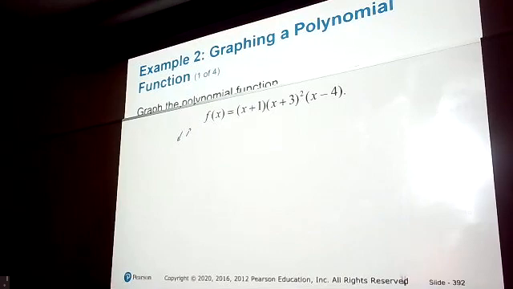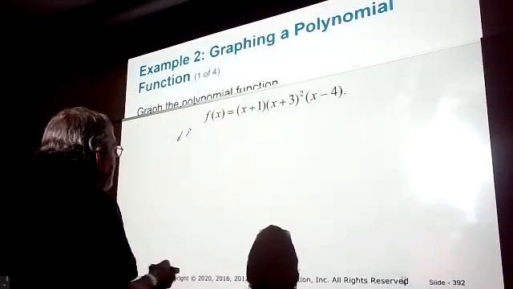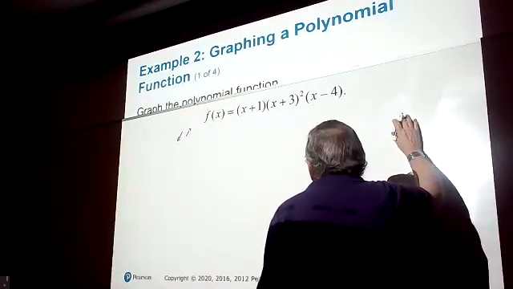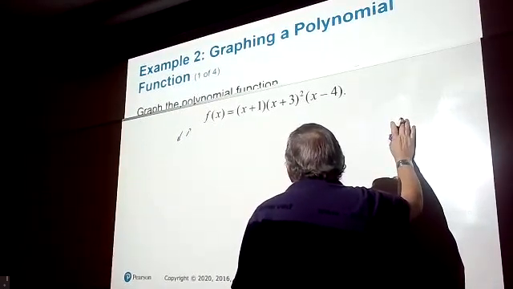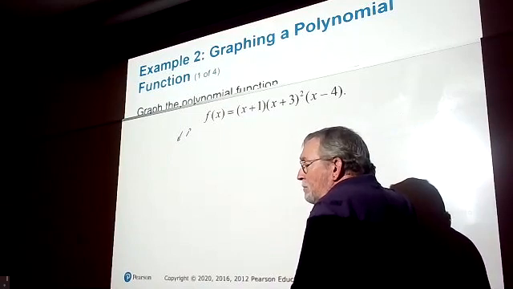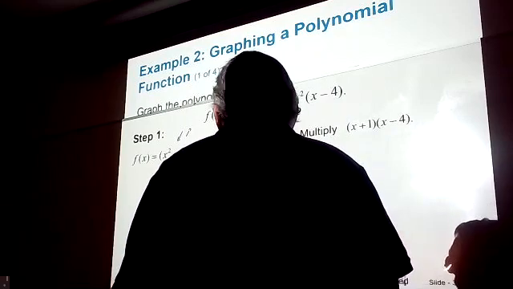Only they won't be nicely factored like these are. They're not going to be nicely factored. So here, this is a 4th degree polynomial. Do they multiply it all out? Yeah, they multiply it all out.